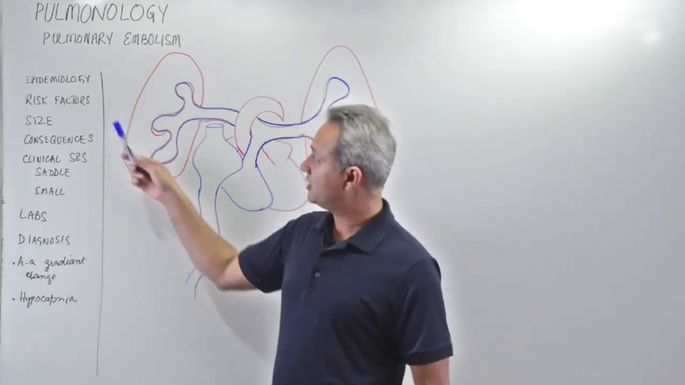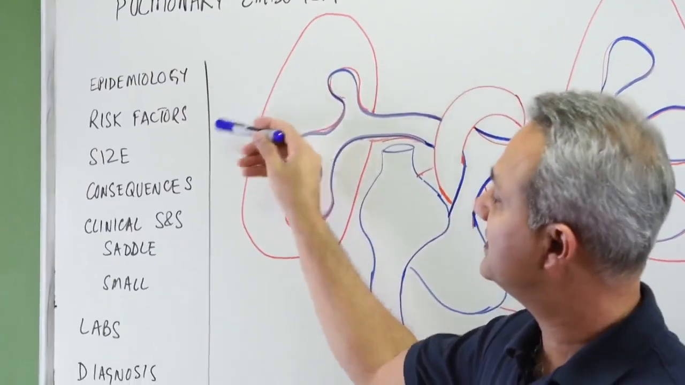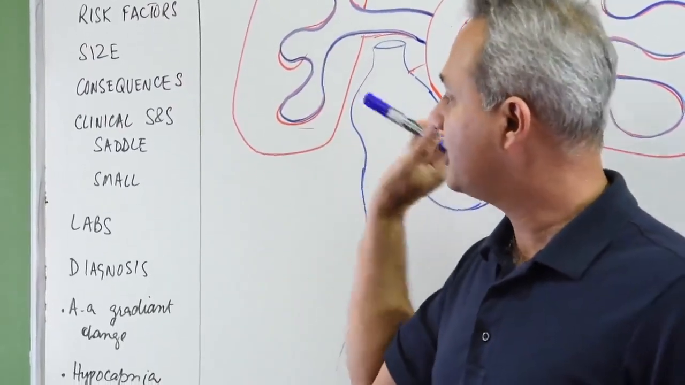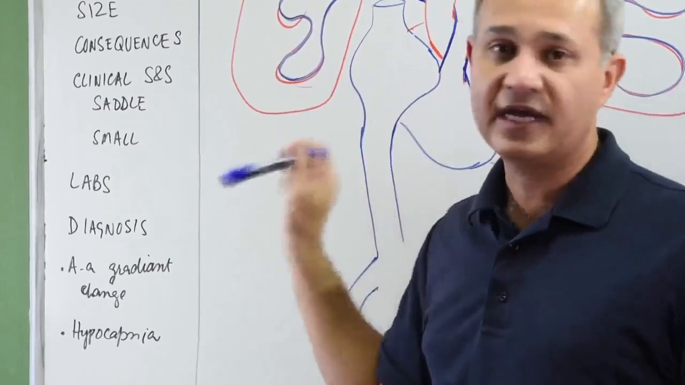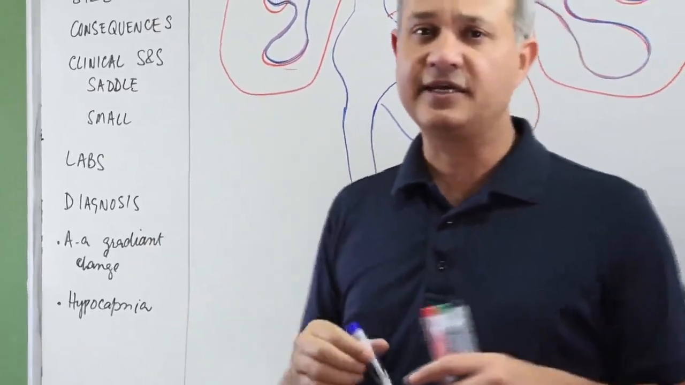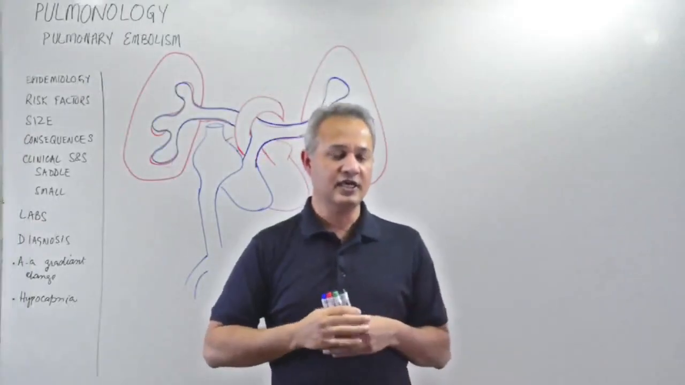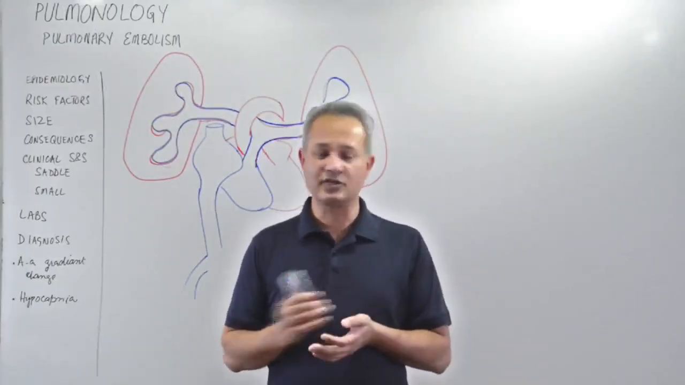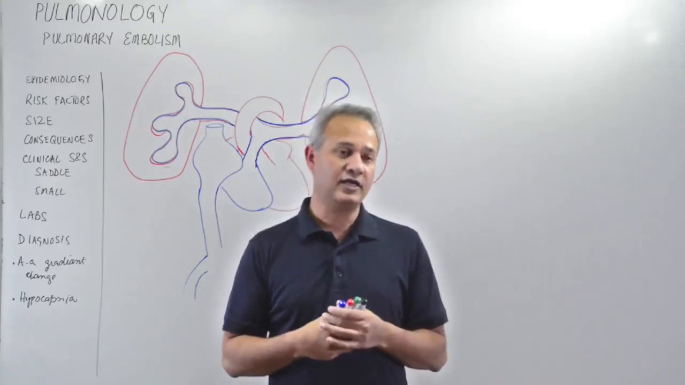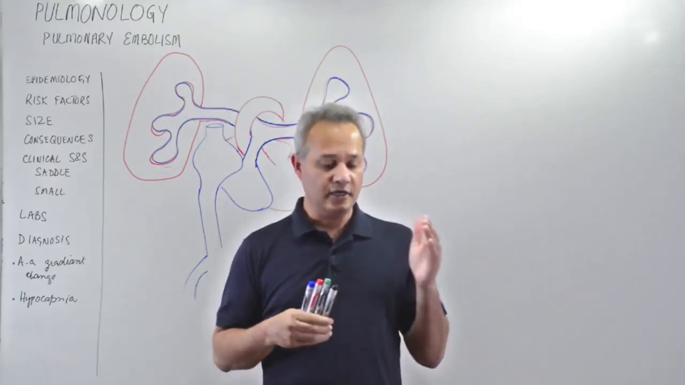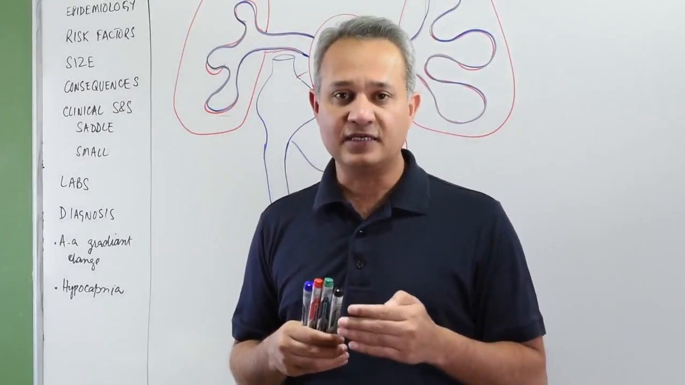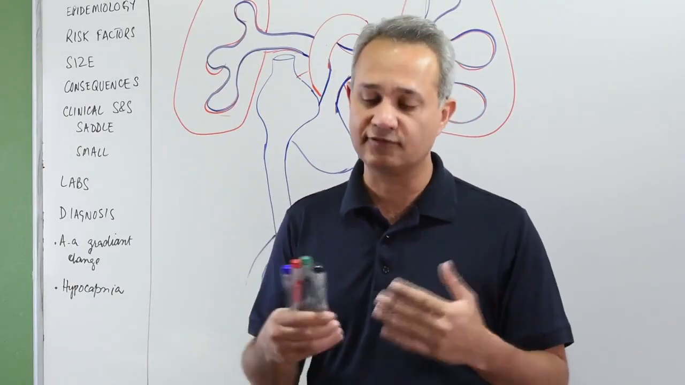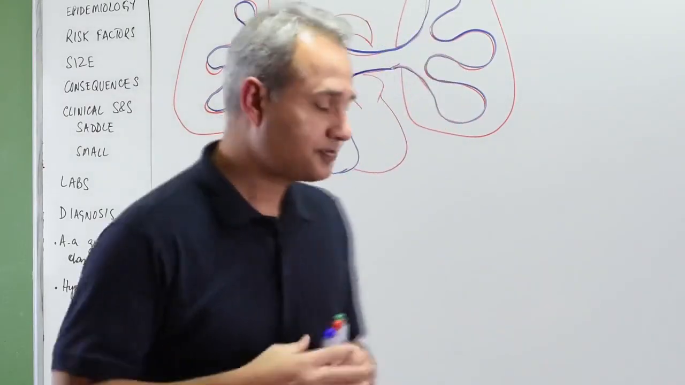The topics that we will cover are the epidemiology, risk factors, consequences of the size of the emboli, clinical signs and symptoms, labs, diagnosis, and why the AA gradient changes and what kind of change we see. I see lots of discussions among students and even in the pulmonology department, so that's an interesting topic to look at. And finally, why in pulmonary embolism do we find more of a hypocapnia instead of hypercapnia? What is the reason for that? So we'll discuss that. Let's start.